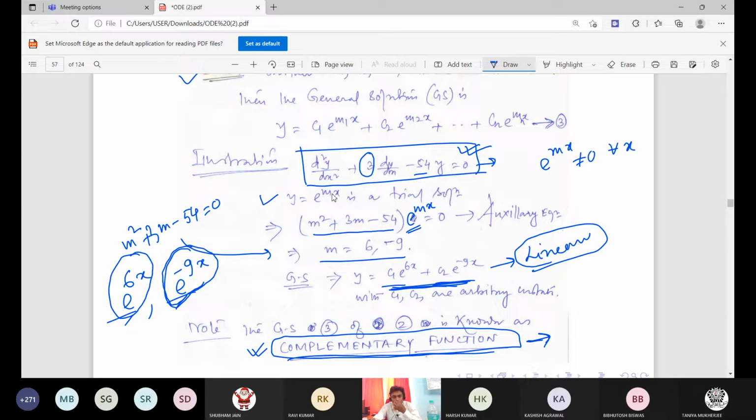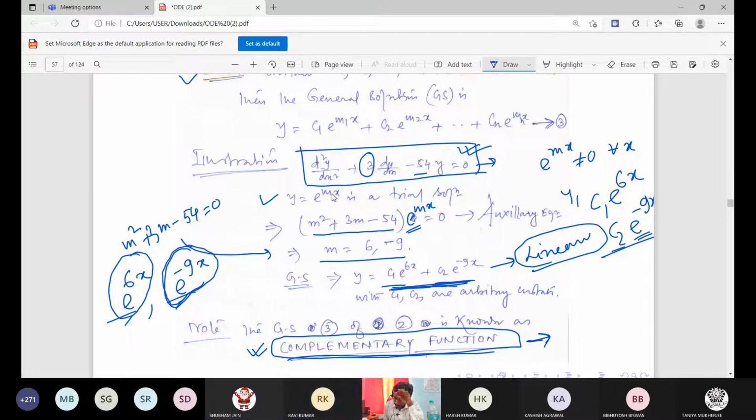Now see, if you say e to the power 6x is a solution, and you take a constant multiplier, will it be a solution or not? That will be a solution. It is linear, right? So what about C2 e to the power minus 9x? Since e to the power minus 9x is a solution, then C2 into e to the power minus 9x will be a solution. Right? So you have two solutions.